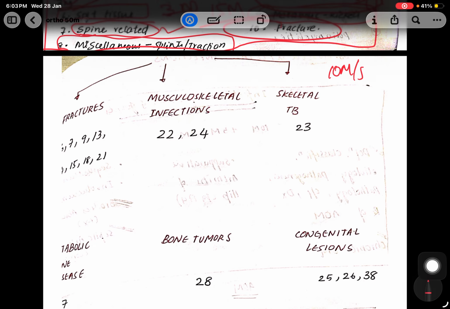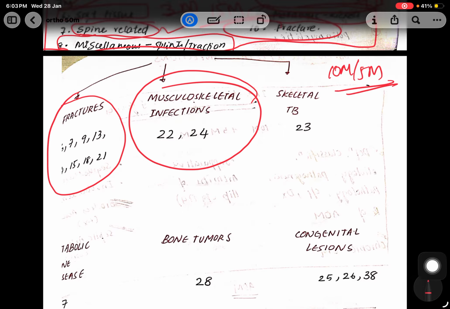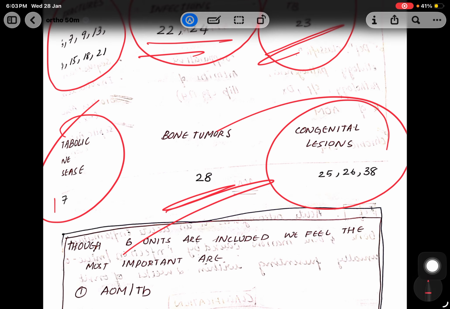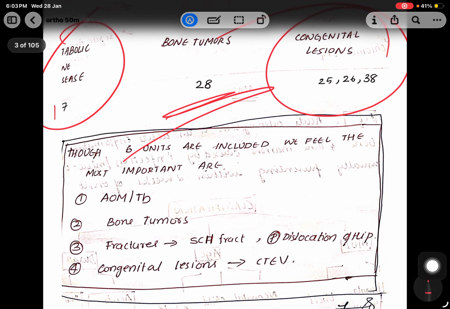10 marker and 5 marker are predictable, so work for that. 3 marker is on the day of exam, provided you have a good knowledge of whatever orthopedics you have studied in the whole year or remaining 3 years. So fractures, these are the questions according to Singhi and your Maheshwari. And musculoskeletal infection, these 2 lessons have to be covered. And under TB, 23 part of your Maheshwari, and metabolic bone disease, it's 17 if I am not wrong, and bone tumors is 28. Congenital lesions, these are the questions. Those 6 units are included.